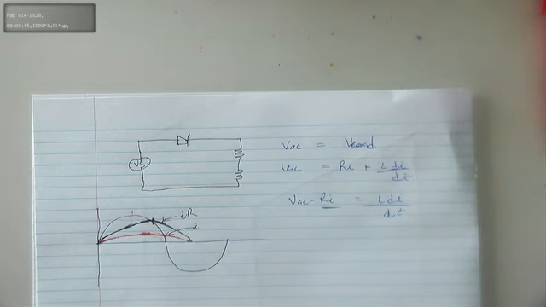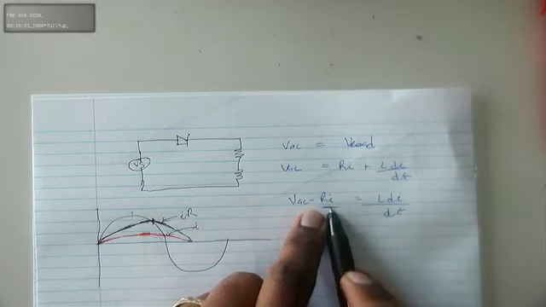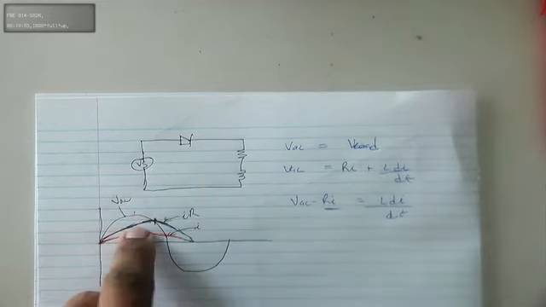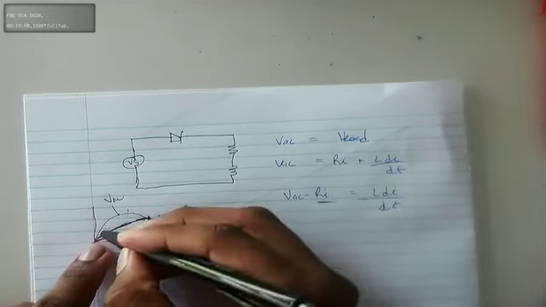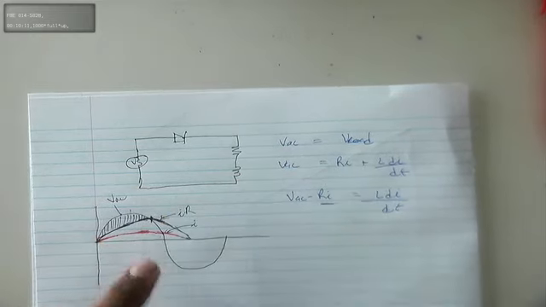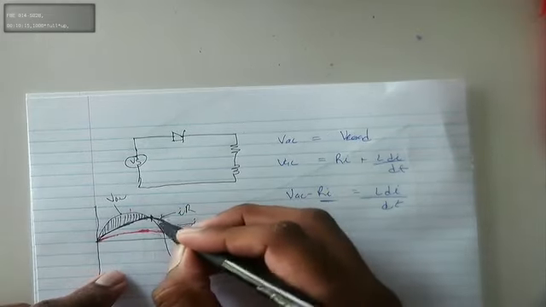Now what do you think is going to be the voltage for the inductance? Very simply, just by looking at the equation, the voltage for the inductance, L di by dt, is going to be Vac minus Ri. So if this is Vac minus Ri, or iR is going to be this part. Till here. Everything till here.